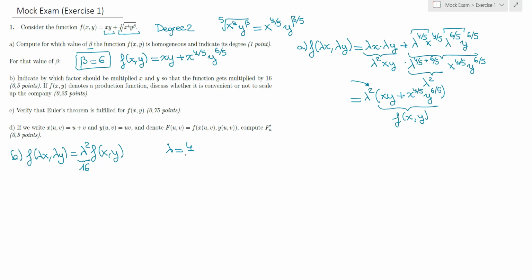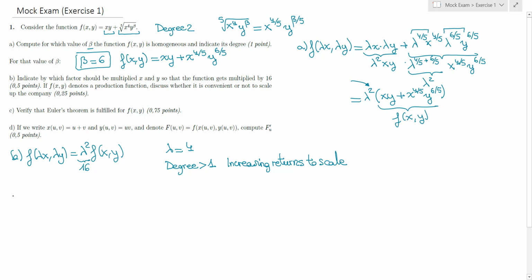Fine. Now it tells us that if this function denotes a production function, is it convenient to scale up the company? Well, it is, because if you remember, when the degree is bigger than 1, then we have increasing returns to scale. So this means that once we scale the factors, the production is scaled by a bigger factor. This means that we obtain much more than what we put in, in a sense. So increasing returns to scale, and it is convenient to scale up the company if possible.